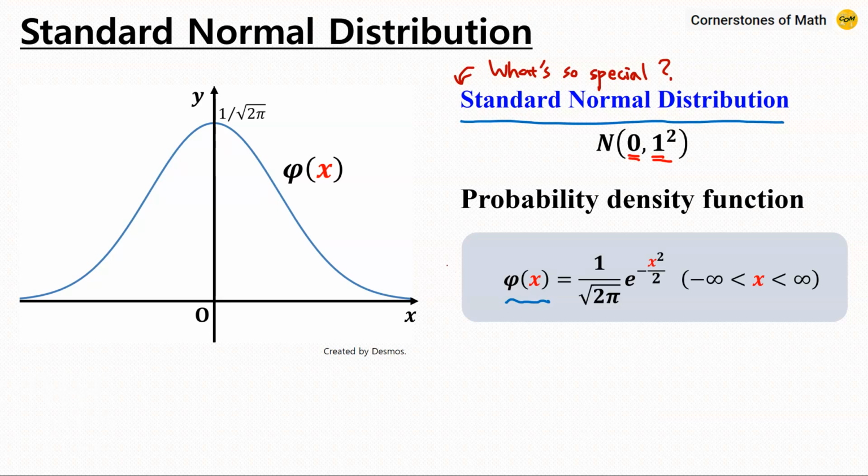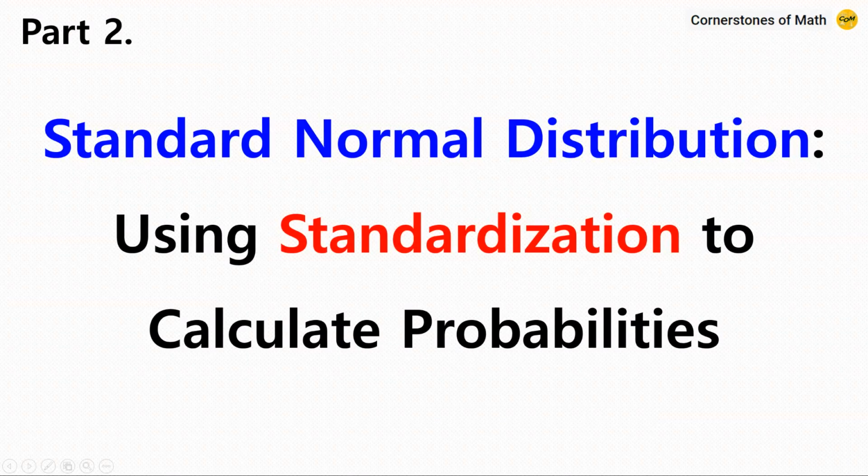Well, it is important because this distribution is used for the very important and useful process called standardization, which will be discussed as a separate part. Standard normal distribution, using standardization to calculate probabilities.